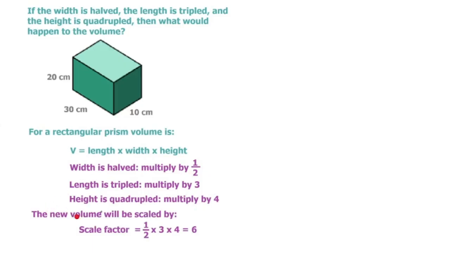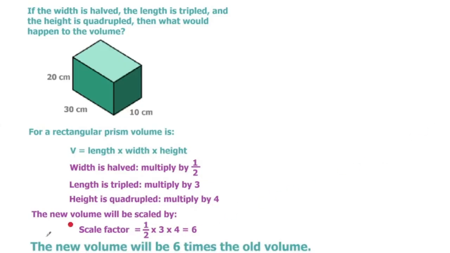So the new volume will be scaled by a scale factor which equals 1/2 times 3 times 4. Because these are the numbers we will be multiplying these variables by to figure out what would happen to the volume when we finally calculate it. So when you multiply these together, you get 6. So that means the new volume will be 6 times the old volume. And that's it. That's all there is to that problem.